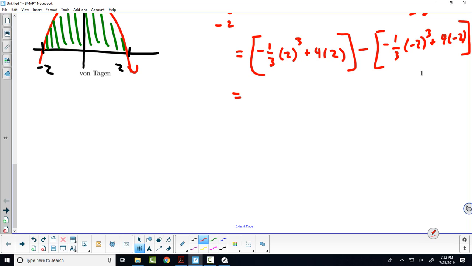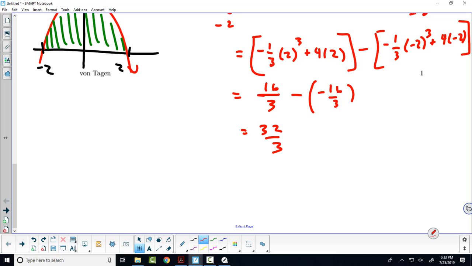Actually, we did this before, but let's see. 2 cubed, that's -8/3 plus 8, which before was 16/3. Okay, minus, over here I'm going to have -2 cubed over 8, so I'm going to get -8/3 minus 8. That's going to give me -16/3, but it's minus a -16/3. What do I end up with?